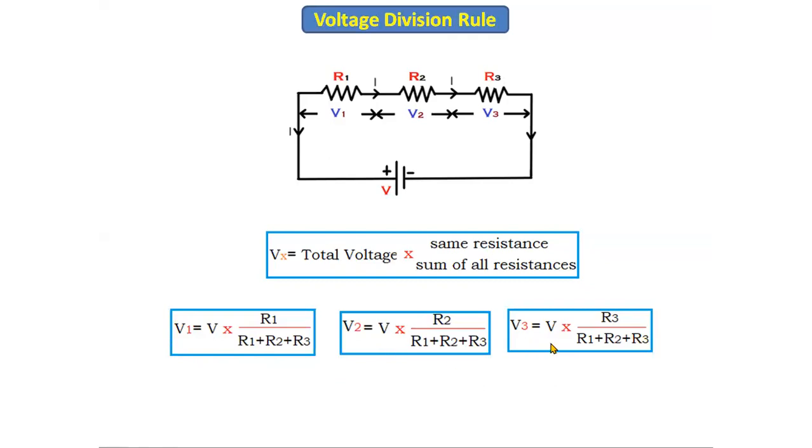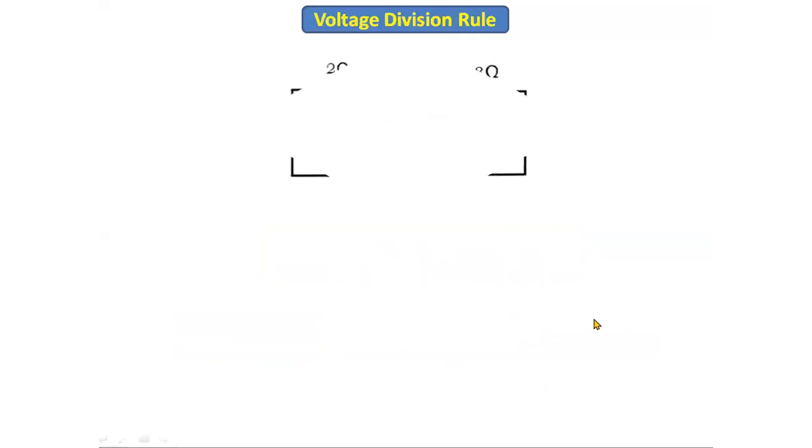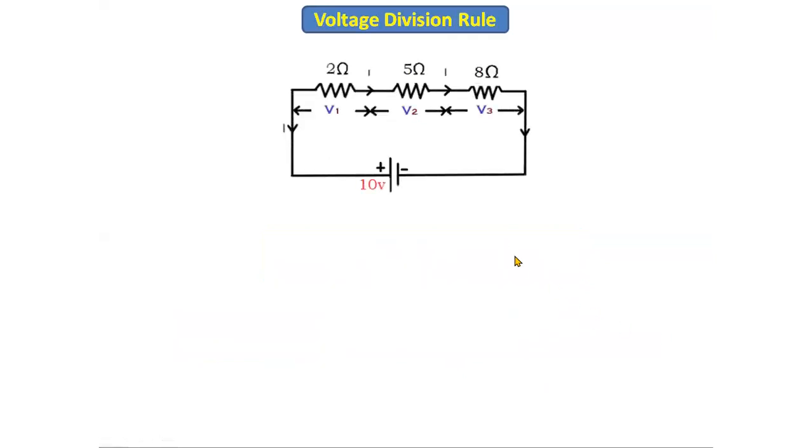Now let's take one example problem and see how to find V1, V2, V3. To find them, we need to use this formula. Now let's see how to use the voltage division rule formula. This is the 10 volts supply voltage, and V1, V2, V3 are the unknown voltages. R1 is a 2 ohm resistor, R2 is a 5 ohm resistor, and R3 is an 8 ohm resistor.